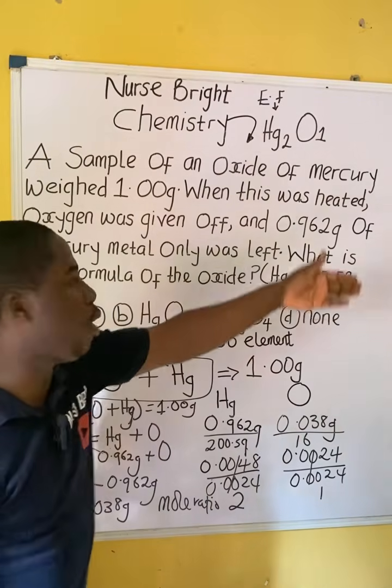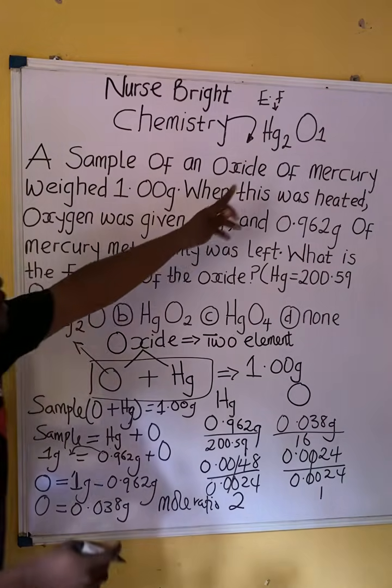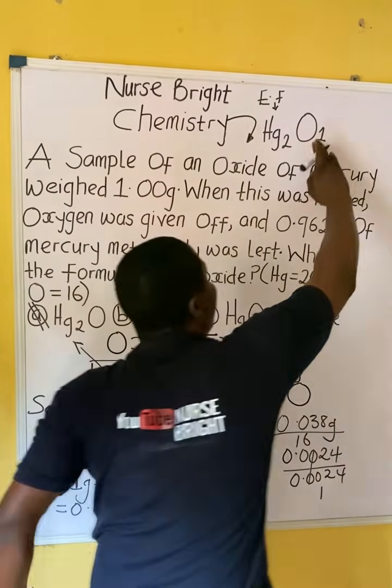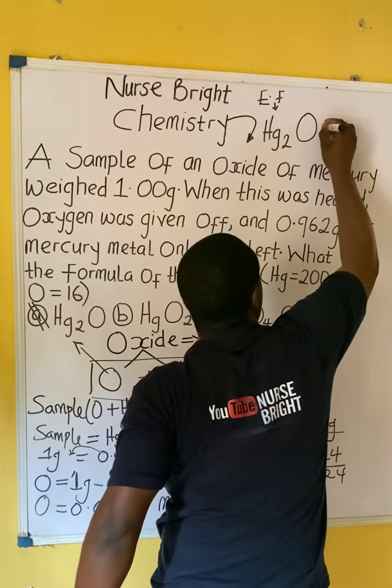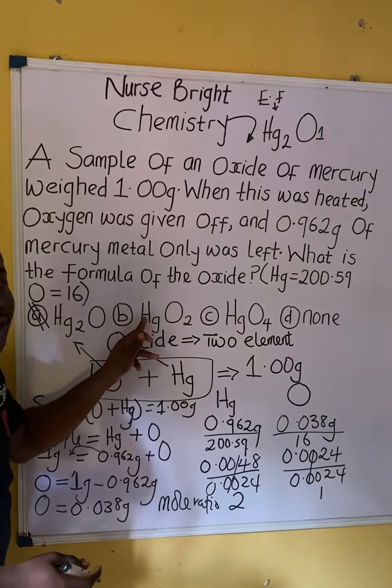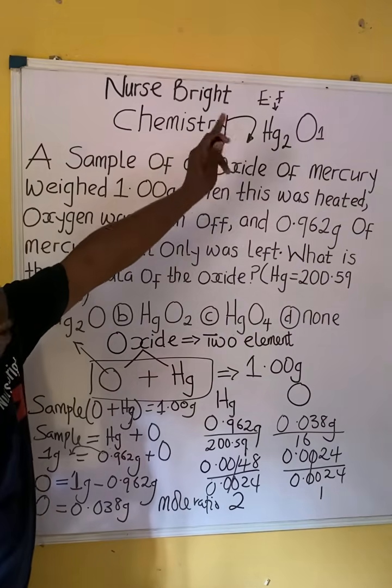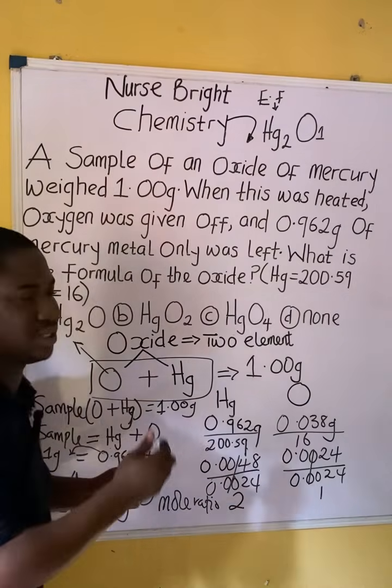So based on what we've gotten, what becomes the answer to the question? All right, it's actually option A, because I told you already that this 1 there, you can remove it, because 1 means nothing, or you can still write it here as well. It's not option B, which is HgO2. No. This is Hg2O1. You understand? And not option C and the rest.